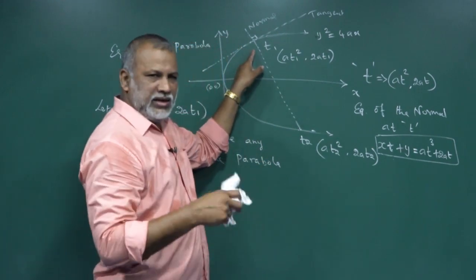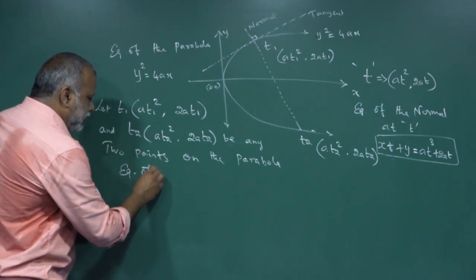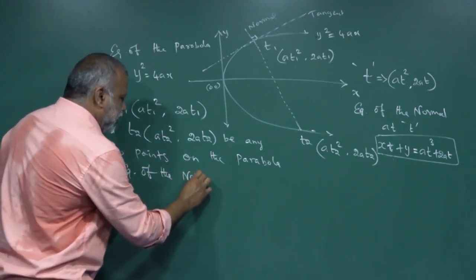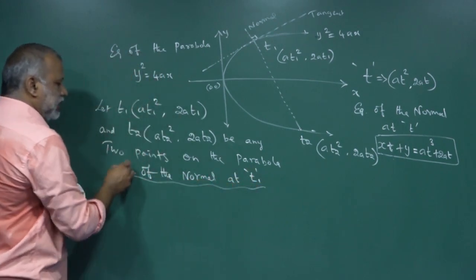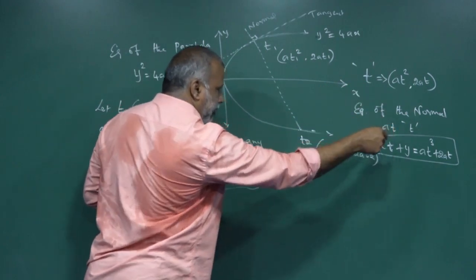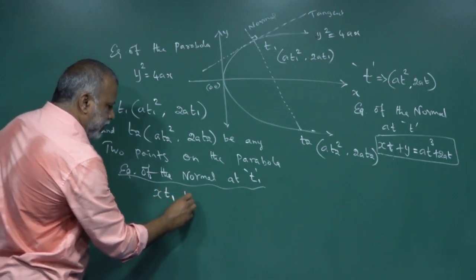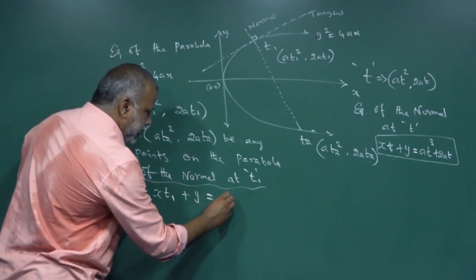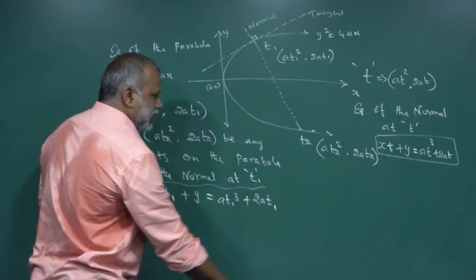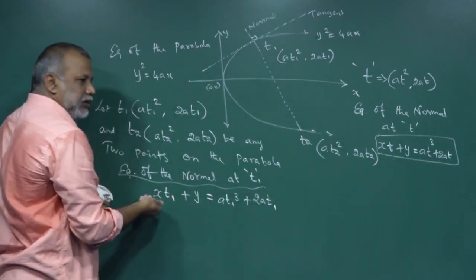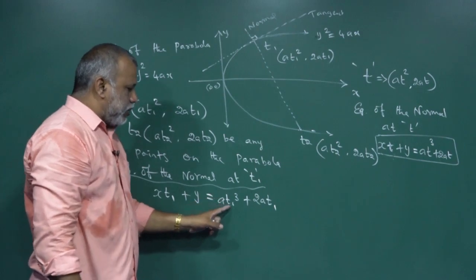But we need the normal at t1. Therefore, write a sentence here: equation of the normal at t1. See here, instead of the general formula, we are using t1. Then what is the procedure? xt1 plus y equal to at1 cube plus 2at1. See, instead of t, use t1. That's all the information.